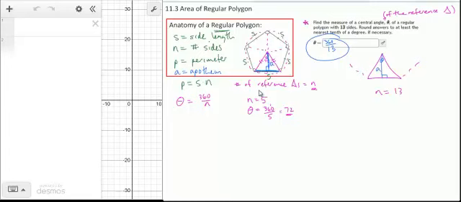Because it's an isosceles triangle to begin with, when you draw the perpendicular to the base of an isosceles triangle, it bisects that base. So each of these right triangles that are formed right here are going to have a base of half the side length, S.